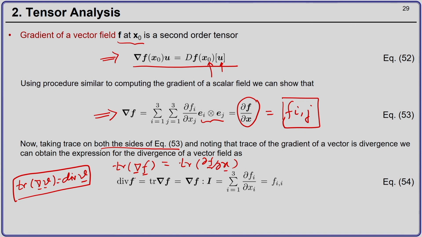So, the trace of the gradient is nothing but the divergence, and this is nothing but the gradient of f double contracted with the second order identity tensor, and in direct notation this is divergence of f, and in indicial notation you have f i comma i. So, in comma notation you have f i comma i. So, the divergence of a vector field is f i comma i or any one of these mentioned over here. Equation number 54 will be used later on when we go to our constitutive relations. It will be used a lot.